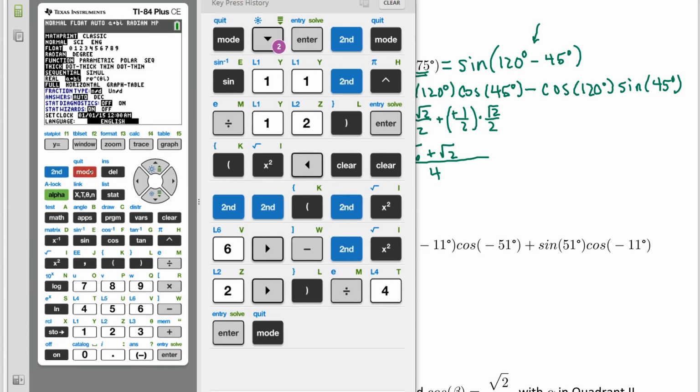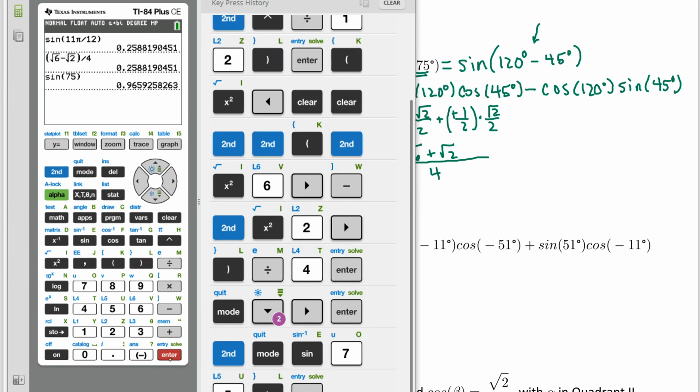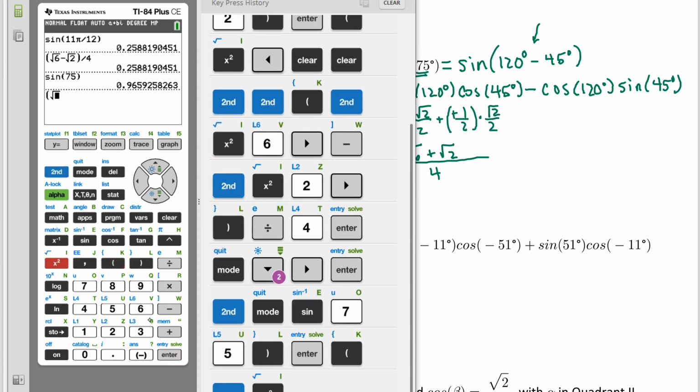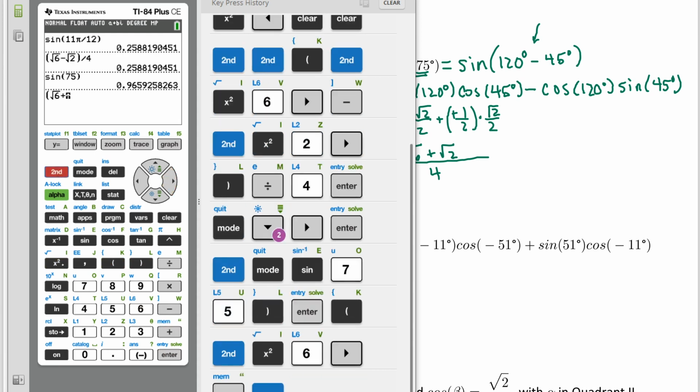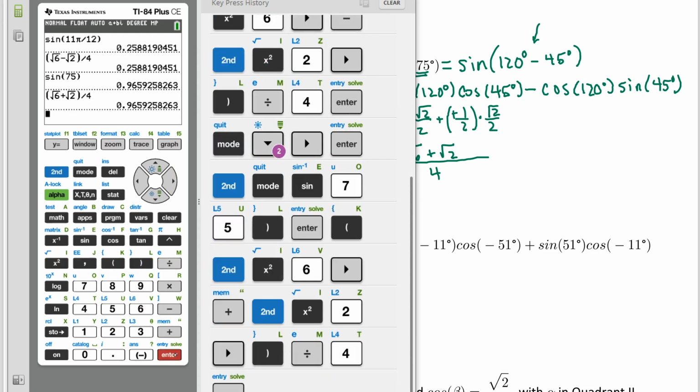Now, this one's in degrees, so I'm going to go ahead and make the switch to degree mode. And then I'm going to check two things, the original problem, which was sine of 75 degrees, and my final answer. Remember, numerator, if it's got an operation, needs to be enclosed in a set of parentheses. So we'll type in square root of 6 plus the square root of 2 and divide that by 4 and hope for the best. Yay, we did a good job.